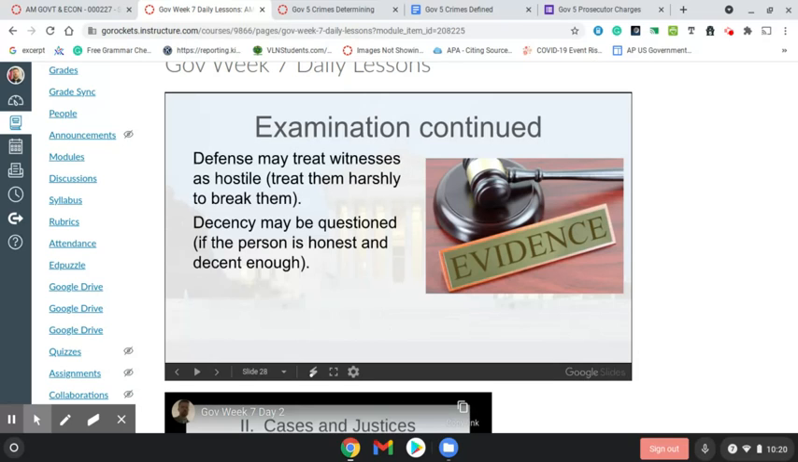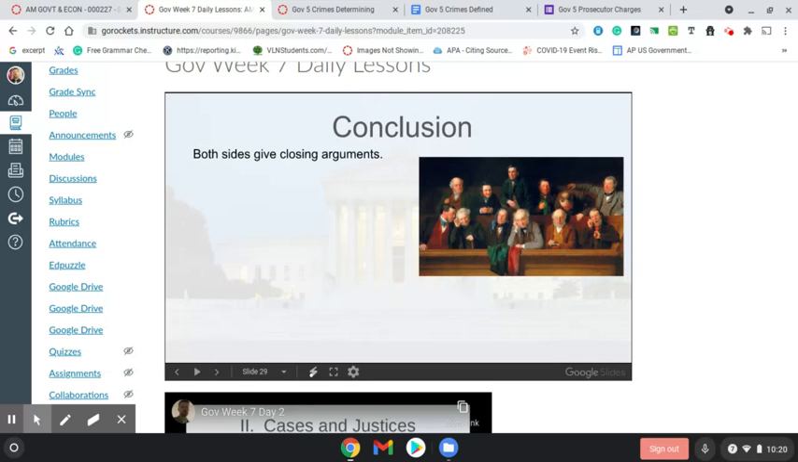And then the conclusion. Both sides will give a closing argument, which is once again just another summary of what all the trial is about. It's going to be different, though, because both attorneys are going to watch the jury and their reactions to certain evidence or witnesses, so they're going to change a little bit, perhaps, their closing statement, so that's why it's not the same as the opening.